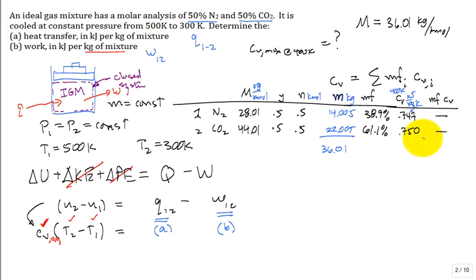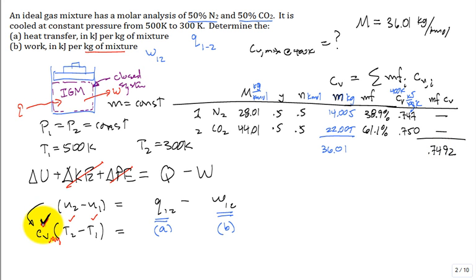You then multiply the mass fraction times the C sub V. You get a number. Then you sum it up and you get 0.749. If you want another digit, 0.742. That's the specific heat constant volume on a mass basis for the mixture. So we just calculated this C sub V average right down here.